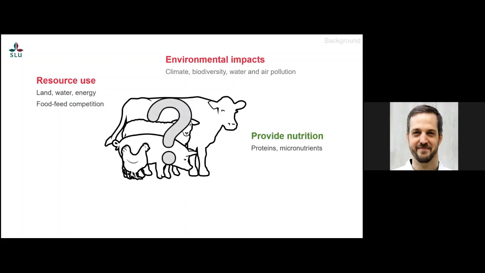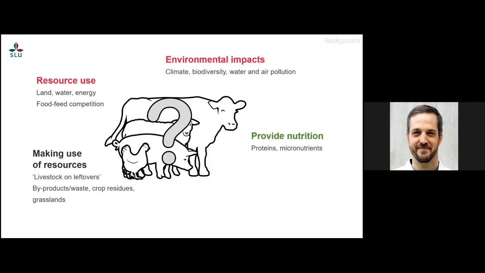So in light of this inefficient resource use and the large environmental impacts associated with livestock production, their place in future sustainable food systems has been questioned. And several global modeling studies have shown that alongside improved production practices, dietary changes towards more plant-based diets are likely instrumental in order to both reach climate targets and stay within planetary boundaries.